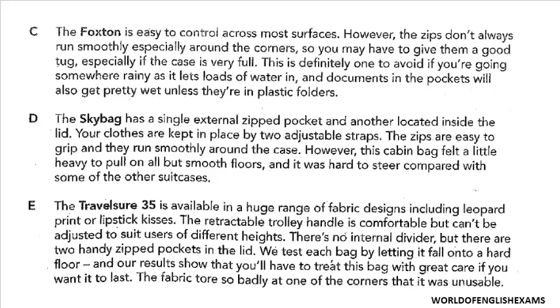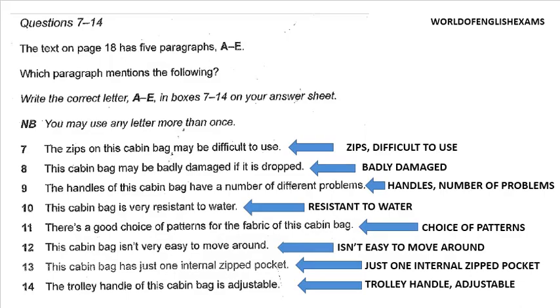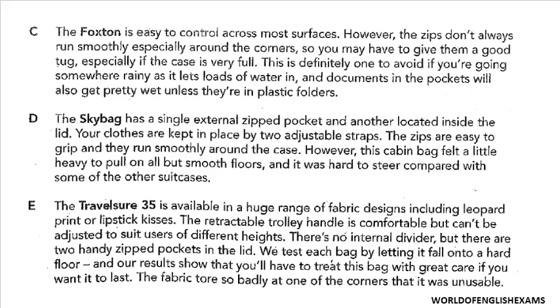Let's proceed with paragraph E. The Travel Show 35 is available in a huge range of fabric designs. So it is equipped with a lot of designs on the fabric. Did we get anything related to fabric? Yes. 11th question. There is a good choice of patterns for the fabric. So that indicates that the answer for this question is E, because it comes with a range of fabric designs including leopard print or lipstick kisses. Okay, so these are the various designs.